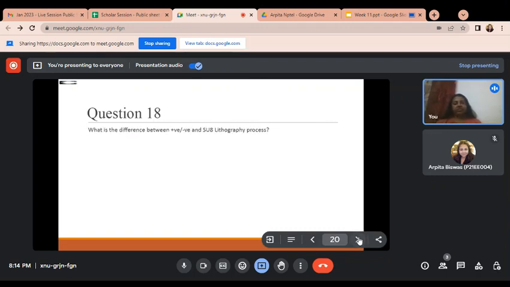And we are moving towards question number 18. Question number 18 is, what is the difference between positive and negative and SU-8 lithography process? When we use the positive and negative photoresist, at first we coat the wafer or device with photoresist, positive or negative photoresist.